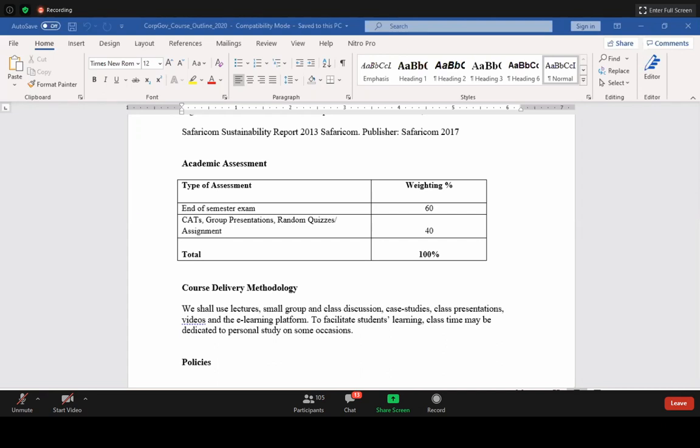Ian Kiragu. Sorry, there are some volunteers here. Let me see. Ian, you have been volunteered for ICS. Can you be a module leader?